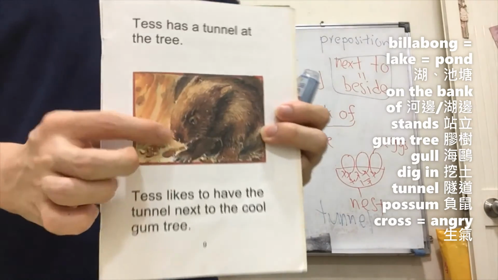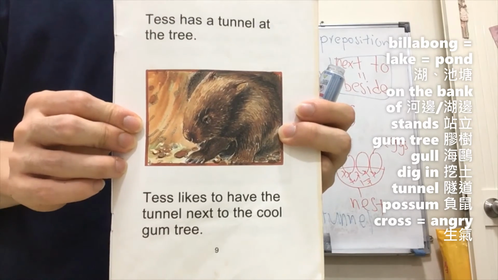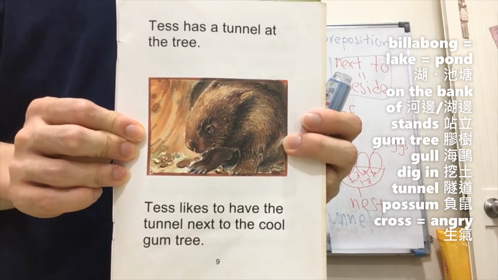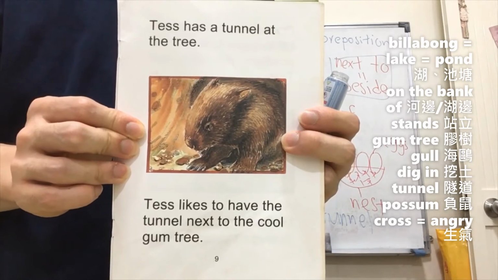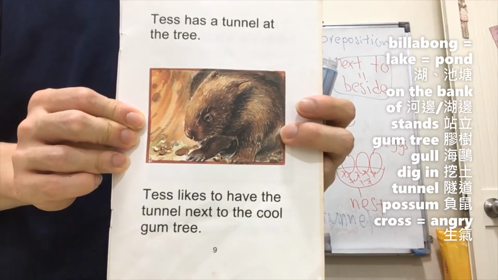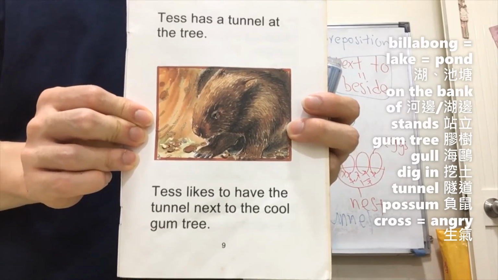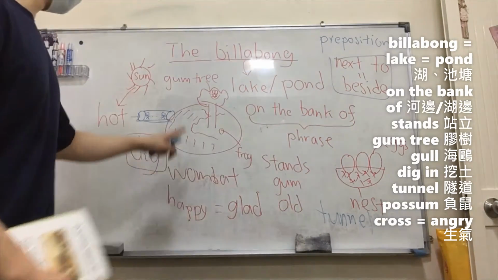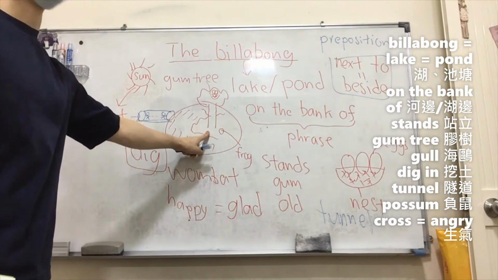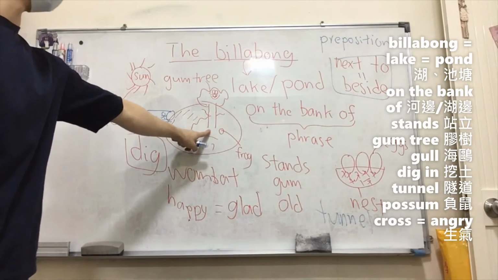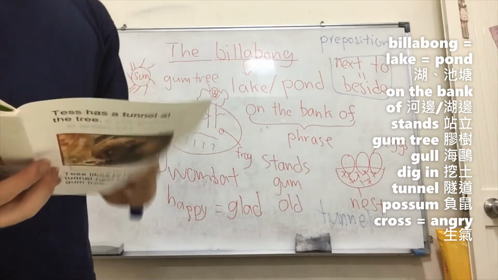So Tess, the wombat, has a tunnel at the side of the tree, right? And Tess likes to have the tunnel next to the cool gum tree. So the tunnel is beside the old gum tree, right?